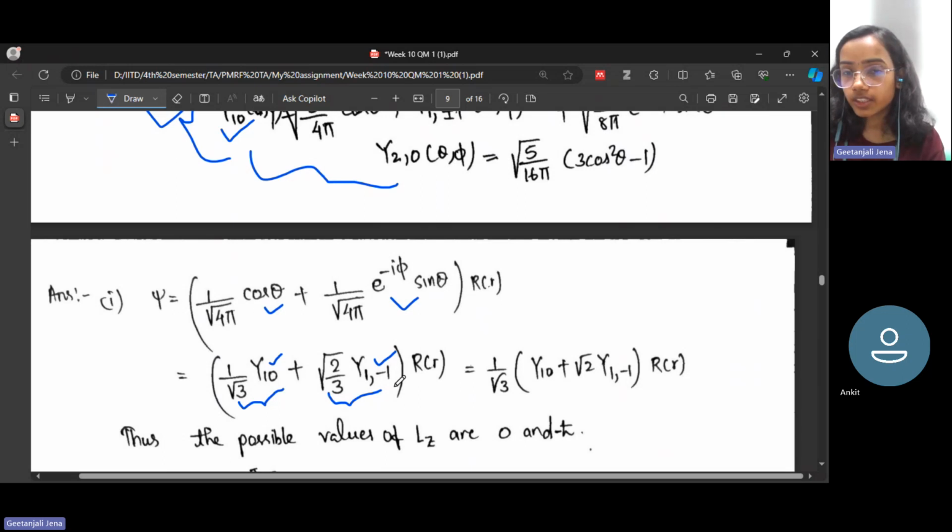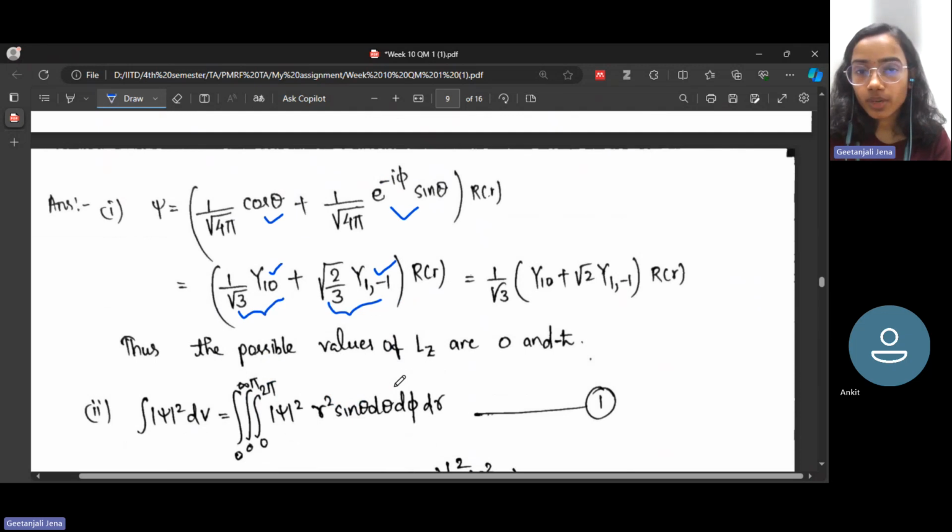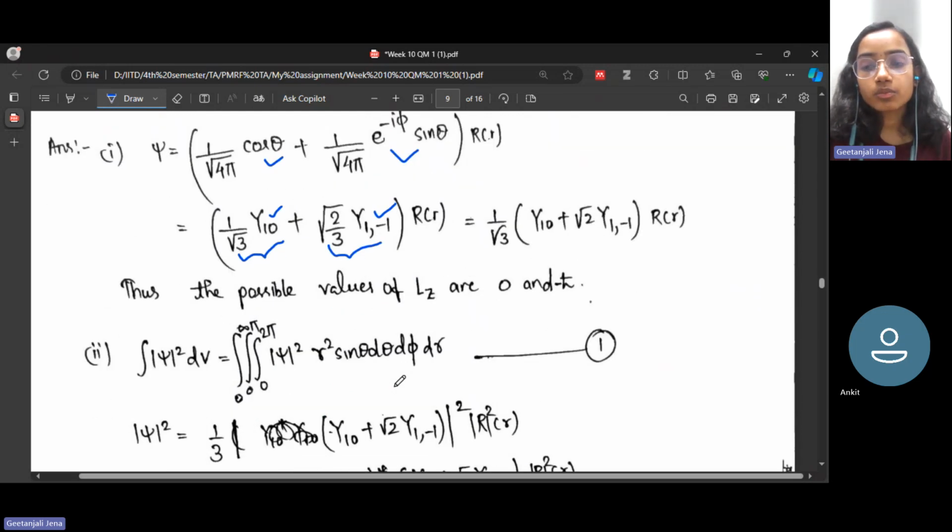Now to find the probability of getting 0 and minus h cut in this case, you first need to check whether the wave function is normalized or not. So first check whether psi is normalized or not. For that, you have to take the integration of psi square over the whole space.